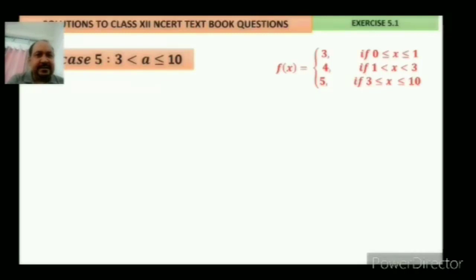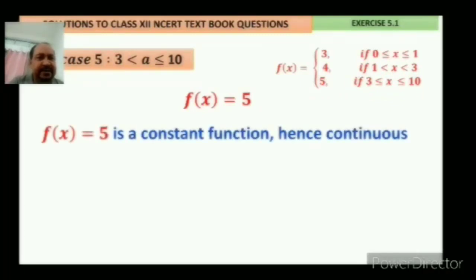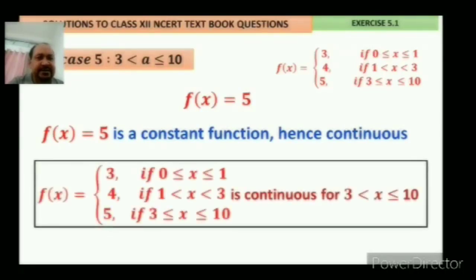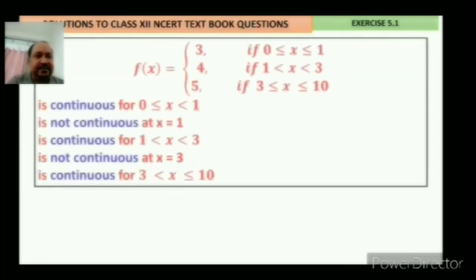For the next case, when a is greater than 3 but less than or equal to 10, f of x, for this condition, the value of the function is 5. F of x equal to 5 is also a constant function, so it is continuous. So you can say that the function is continuous under this condition.